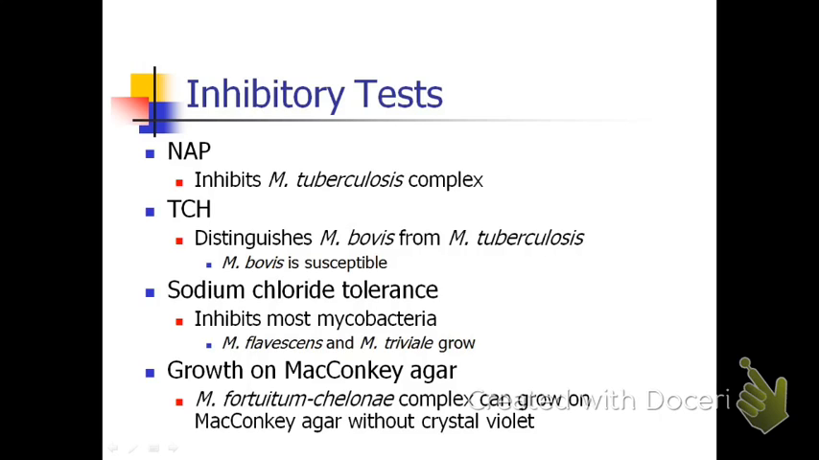Usually Mycobacterium bovis would have a zone of inhibition, which means that they are susceptible to TCH, whereas Mycobacterium tuberculosis would be resistant. Then the sodium chloride tolerance test, because sodium chloride would inhibit most Mycobacterium except for the flavescens and triviale species. And then the growth on MacConkey agar. Interestingly, Mycobacterium fortuitum-chelonae complex are some of the few groups that could grow on MacConkey agar. However, the MacConkey agar should be devoid of crystal violet.